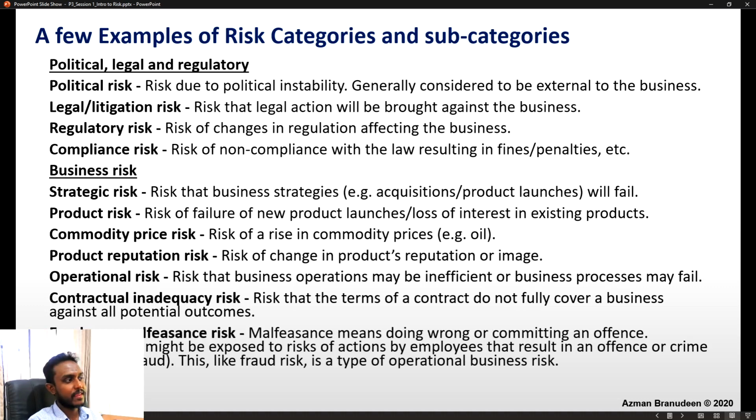matter. Then you have employee malfeasance risk. So malfeasance means doing wrong or committing an offense. Now it's a little different to fraud. Organizations might be exposed to risks of actions by employees that result in an offense or crime other than fraud. So this, like fraud risk, is a type of operational business risk. So we will look at fraud risk also separately.